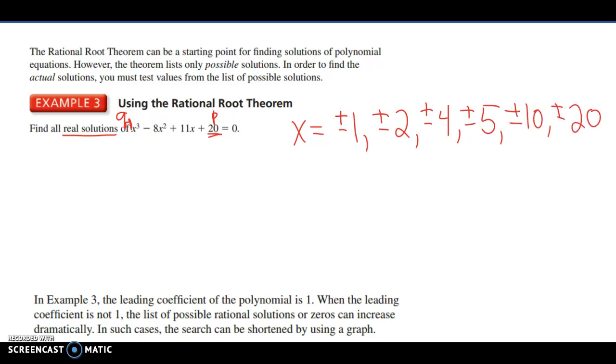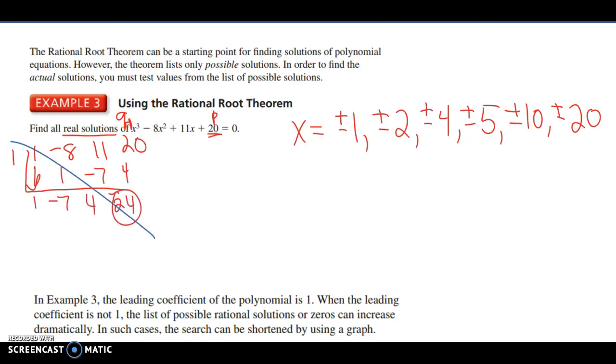If I pick one of these numbers, it might be a factor of this polynomial. So what I'm going to do is test a few points. I always like to start with 1 and negative 1, and I'm going to use synthetic division so that I can try to factor the polynomial to find all the real solutions. So I'm going to set up 1, negative 8, 11, and 20. When I do this, I get 24 as my remainder, so this is not a factor.